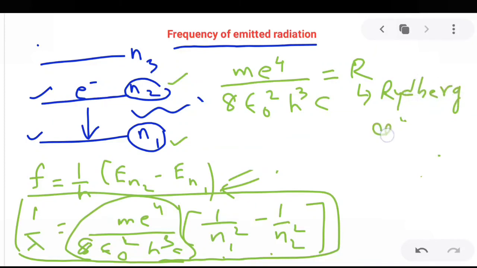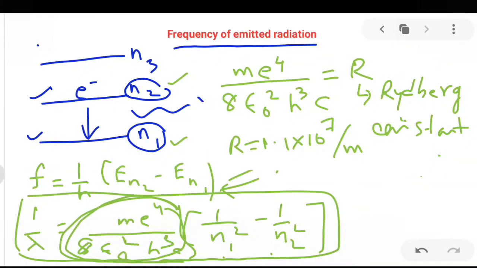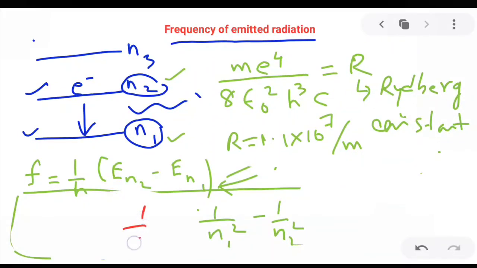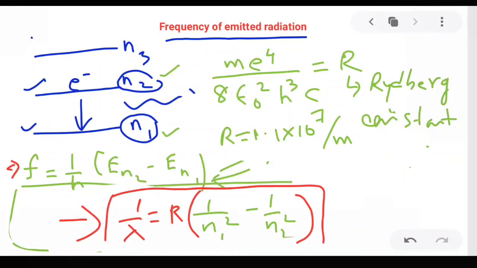The value of this Rydberg constant is equal to 1.1 into 10 power 7 per meter. This is Rydberg constant R. So this term can be replaced by R: 1 by lambda is equal to R times 1 by n1 square minus 1 by n2 square. From this expression you can calculate the wavelength of the emitted photon.